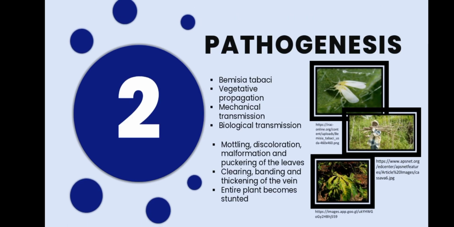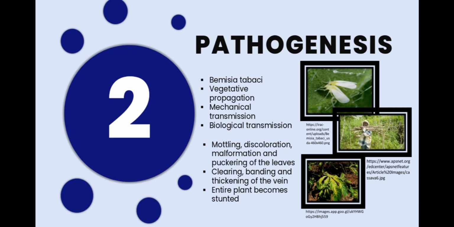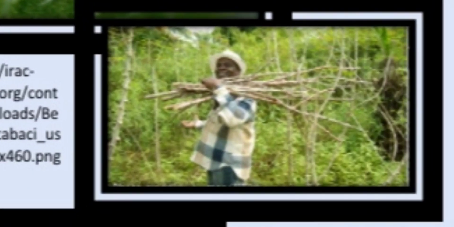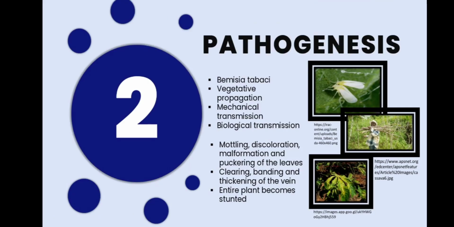Pathogenesis. Cassava mosaic disease, or CMD, could be spread by the sap-feeding whitefly called Bemisia tabaci. This fly acts as a vector, or an agent that carries the pathogen. The virus, moreover, could also spread through vegetative propagation or use of cuttings from infected plants, mechanical transmission through sap, seeds, and pollen, and lastly, biological transmission by nematodes and other insects.